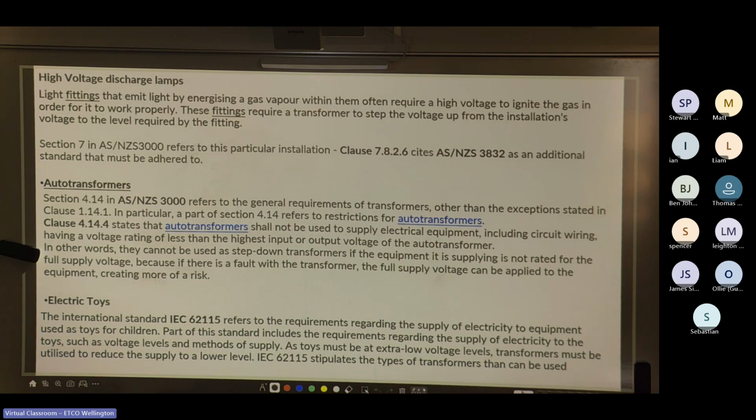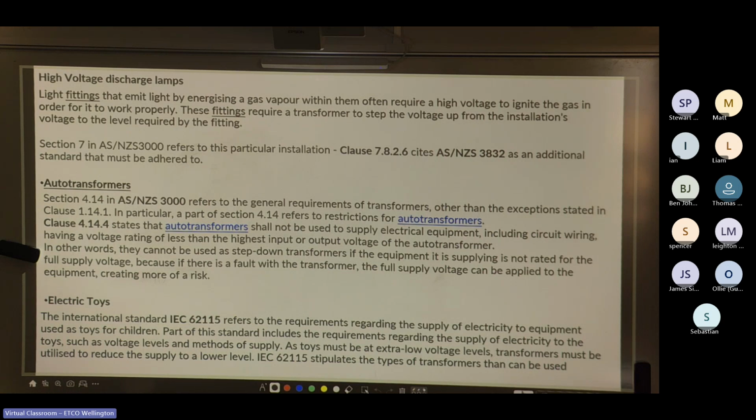The auto transformers. So there's a lot of legal stuff here. Section 4.14 of 3000 refers to the general requirements of transformers, other than the exception stated in 1.14.1. In particular, a part of section 4.14 refers to restrictions for auto transformers. Clause 4.14.4 states that auto transformers shall not be used to supply electrical equipment, including circuit wiring, having a voltage rating of less than the highest input or output voltage of the auto transformer.